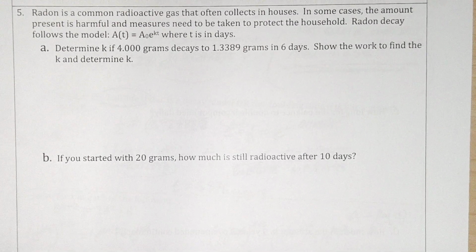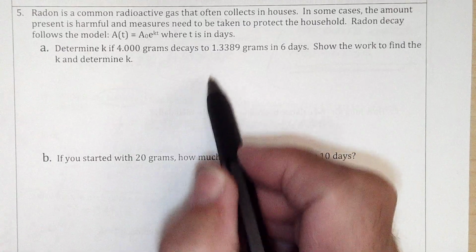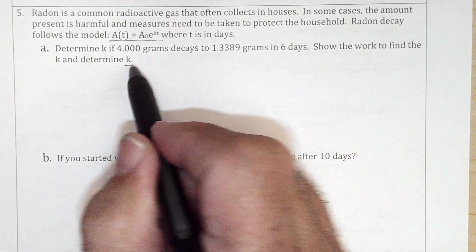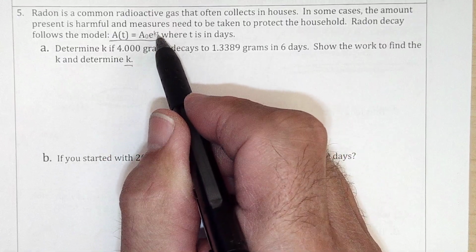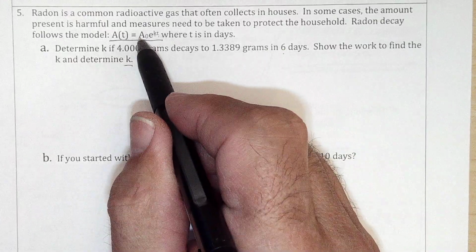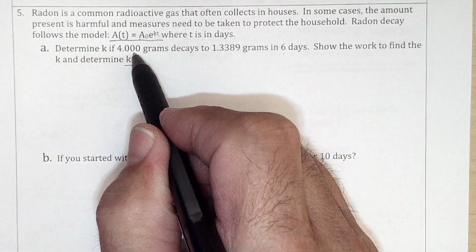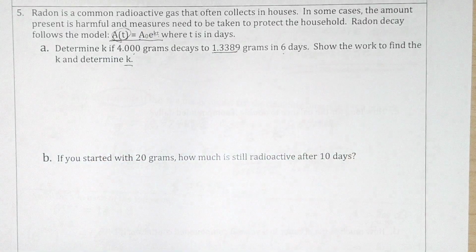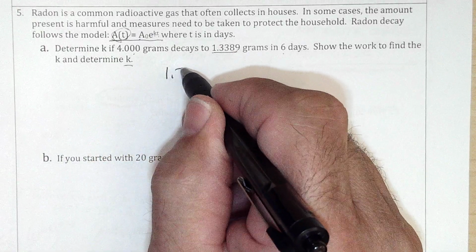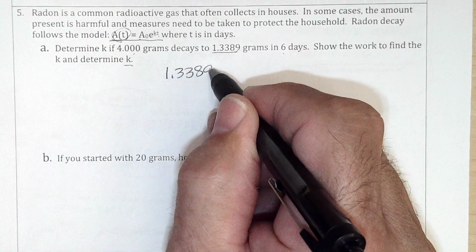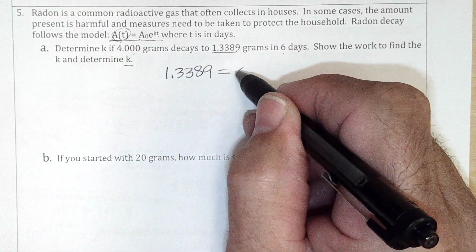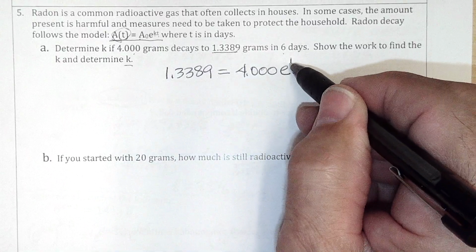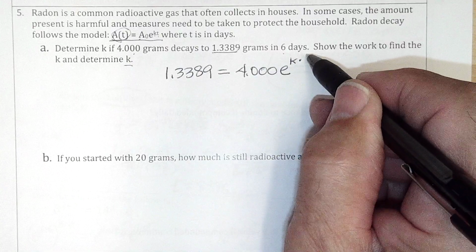All right, let's do this one now. Here's the model. We've got to find K when T is 6 days. A0 is 4 grams, and what's left after 4 days is that. So we've got 1.3389 equals 4.000 e to the k, which we want to find out. T is 6.